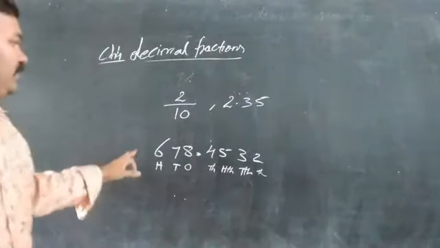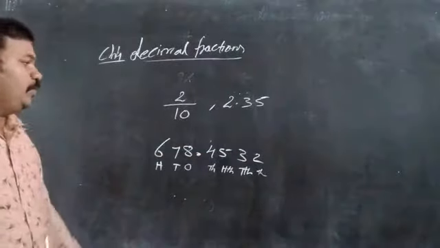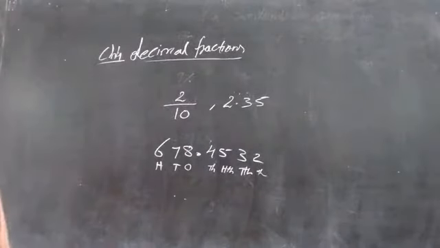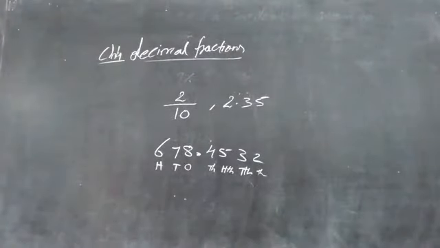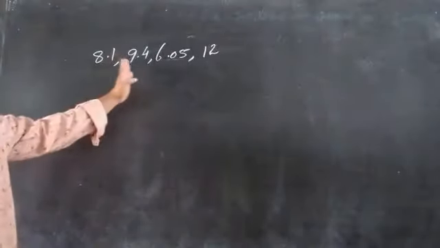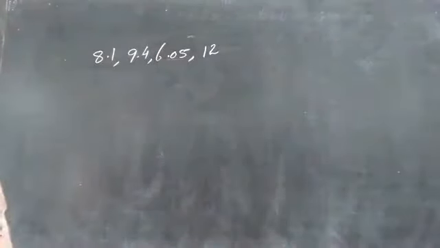So the decimal form, 678.4530, this is called decimal formation, and this is called expansion form. As we know, additions, subtractions and conversions, in this chapter we are learning all these topics. Just look at the board. Here we have some decimal numbers: 8.1, 9.4, 6.05 and 12.